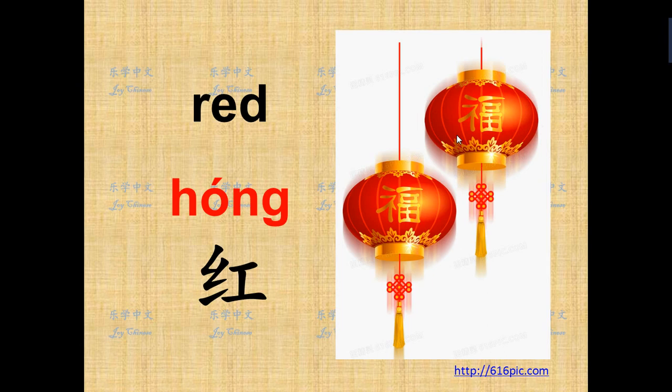We have learned green, white, and now we learned red. So green is 绿, white, 白, red, 红. We also learned blue, 蓝. This is the series of colors. We will learn more in the future.